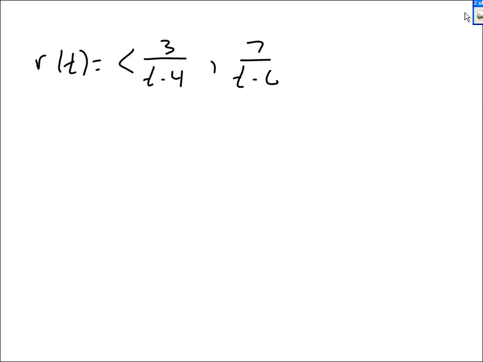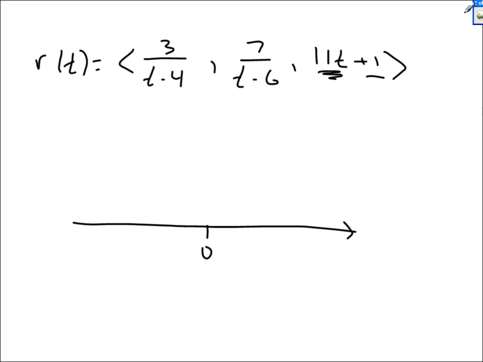You need to keep a running count. For example, if you had 3 over t minus 4, 7 over t minus 6, and 11t plus 1. Well, you can multiply any number by 11 and then add 1 to it, so there won't be problems there. But we have problems with the first two components. We can't divide by 0. That is, when t is 4, bye-bye. And t can't be 6, else we'll be dividing by 0.